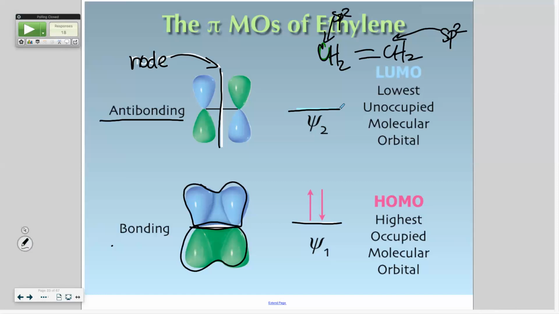What happens is these orbitals can be named different ways. One way uses the big psi, the Greek letter psi. The other way is to use the little pi's, and this would be pi 1, and this would be pi 2. I like the pi system better because they put a star there. The star stands for anti-bonding.